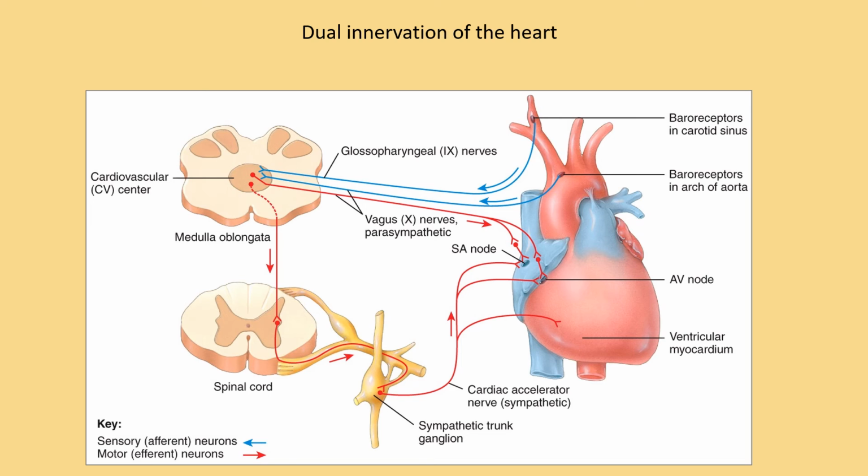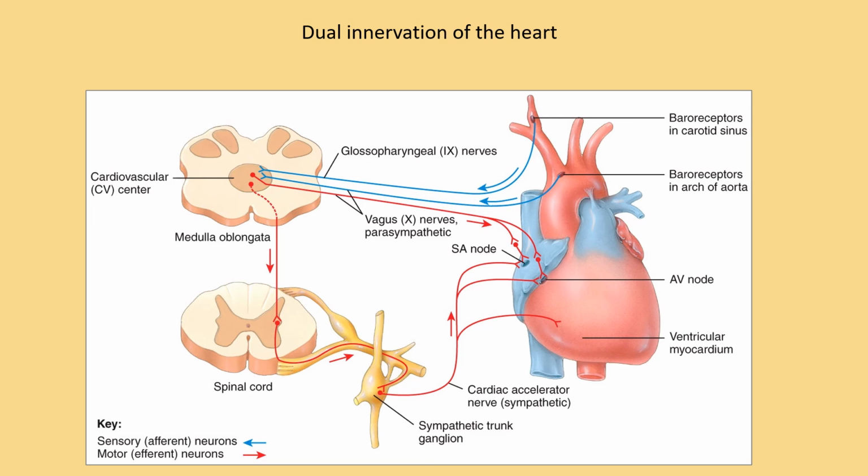In this case, we are looking at motor output along the sympathetic pathway. So we are looking at the pathway that efferent information travels as it exits the spinal cord, travels as part of a spinal nerve for a little while. It synapses in a sympathetic trunk ganglion, and then it travels the rest of the way to the heart.